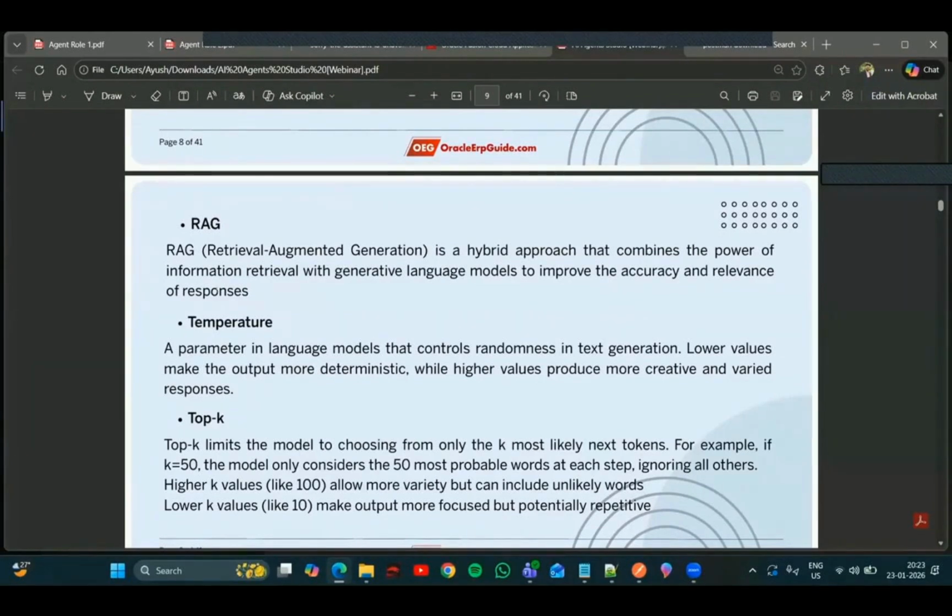Now let's go to top K. What top K does is that when a model has to choose a bunch of tokens, it sets a number. Choose the 10 most likely tokens. Choose the 50 most likely tokens. That control is given by the top K parameter.